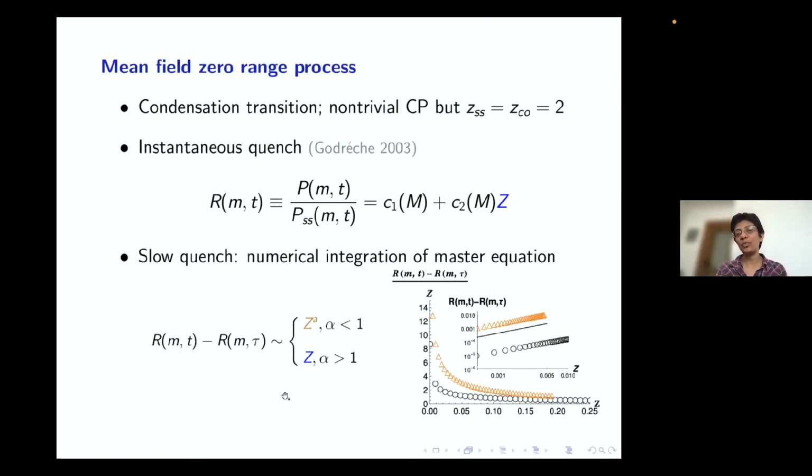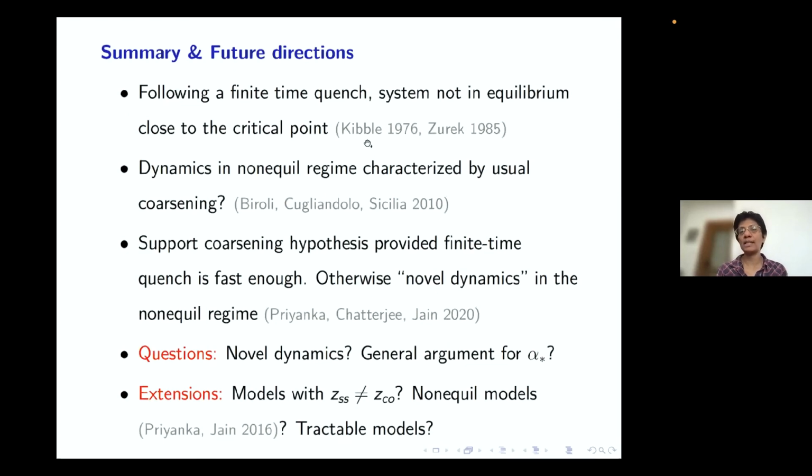And again, Priyanka's simulations showed that when our slow quench is fast enough, then the behavior is like the instantaneous quench model. But if the slow quench is slow enough, then it's not. Okay, so that's our key result. So this is what is summarized here, that we have a non-equilibrium regime beyond a certain scale. And the idea is, can we describe it by the usual coarsening problem? And our answer is yes, provided your slow quench is fast enough.